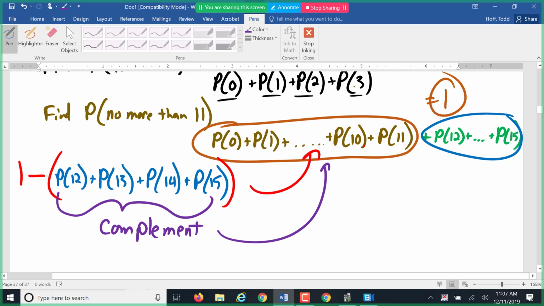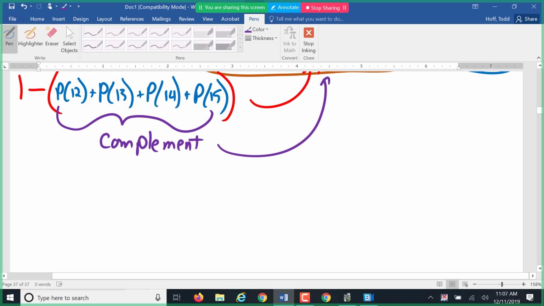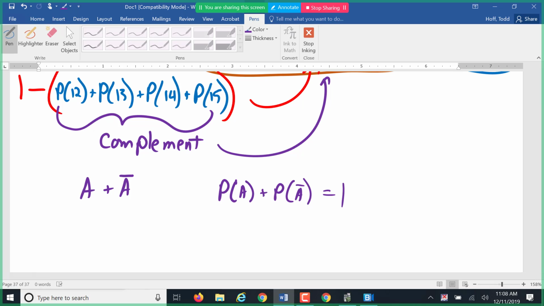So, the probabilities of complements: take an event, let's call it A, and the complement of A. The notation for that is a bar over A. A is the event, and A bar is its complement. So the probability of A occurring plus the probability of its complement occurring is always 1, because a complement is defined such that if A doesn't happen, its complement must happen.